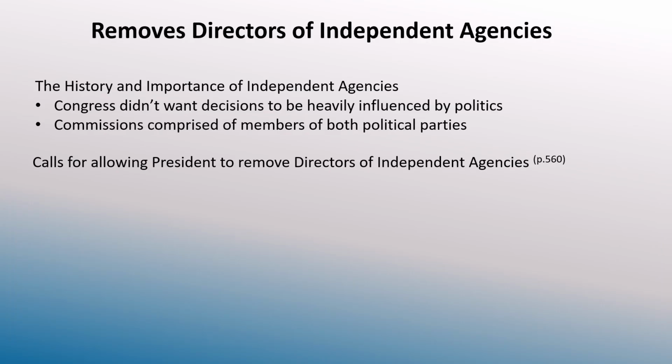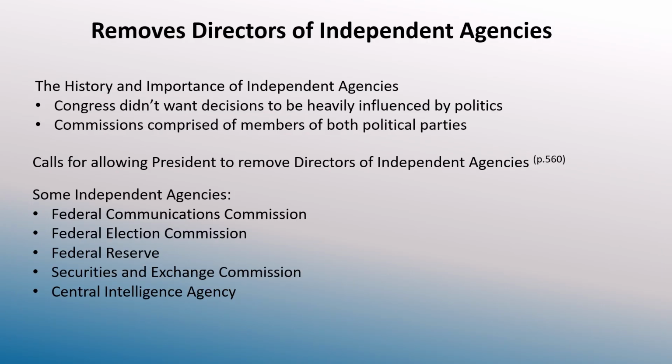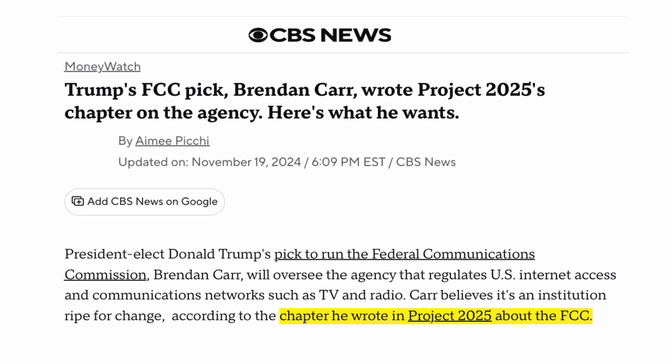There are a lot of independent agencies in the United States government. Some examples are listed here. I want to talk a little bit about the Federal Communications Commission, FCC for short. Brendan Carr is an author of Project 2025 and is now chairman of the FCC. His appointment is an example of the goal of appointing loyalists to lead what are supposed to be independent agencies. The FCC regulates communications, including radio, television, the internet, and wireless services.